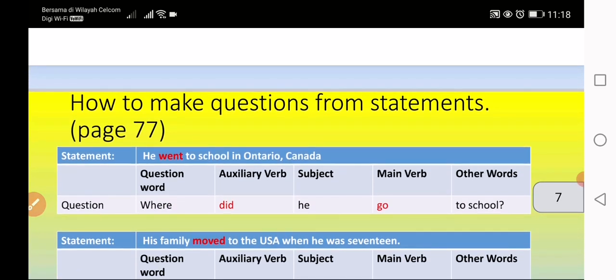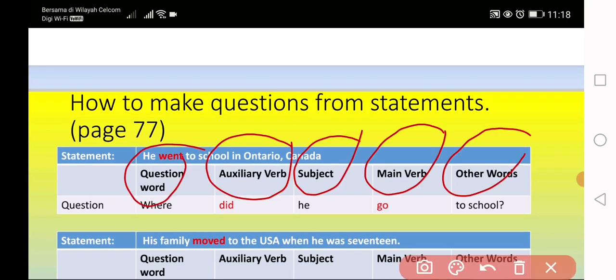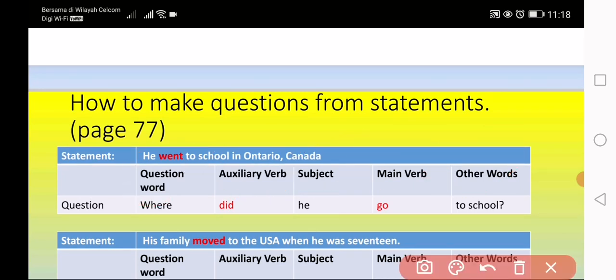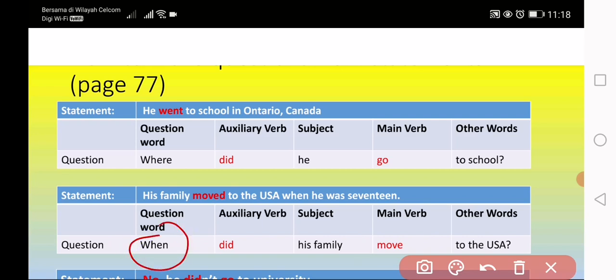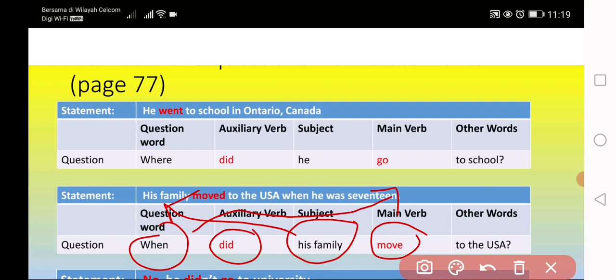So, his family moved to the USA when he was 17. Okay, so when he was 17, okay, kita boleh agak 17 ni umur kan, ini menunjukkan masa. So masa kita guna apa? When. Okay, when. Okay, kenapa guna when? Sebab dia merujuk pada ni, masa ni, 17 tahun. Okay, so auxiliary did again. When did his family, we just take from here.